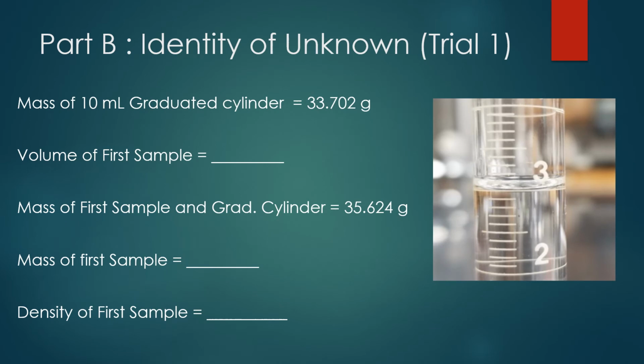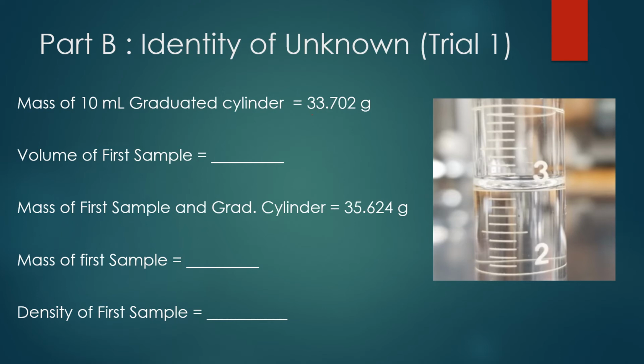Now we're going to collect the same set of data with an unknown. We're going to use the data that we collect, compare it to the values in Table 1, and figure out what our unknown liquid, our unknown compound is. So we're going through the same steps. I took that graduated cylinder that we used for acetone, put it in the oven to get it dried out, and reused the same cylinder.